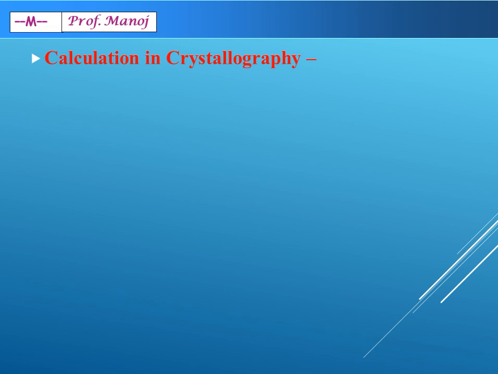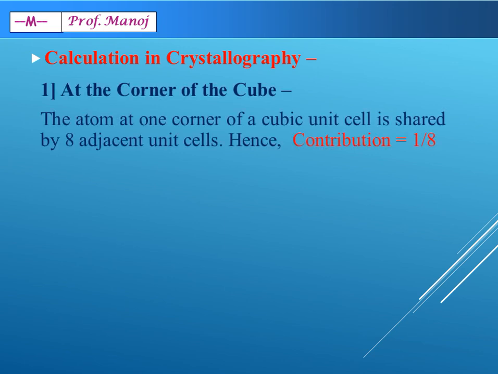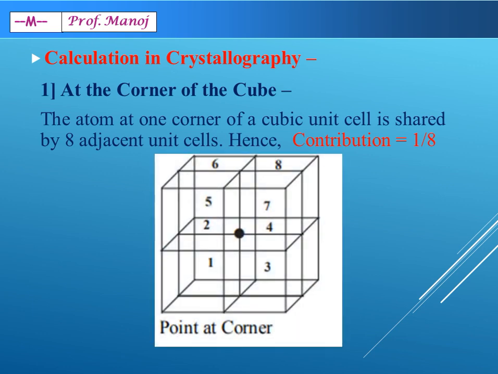Now let us come to the calculations which happen in crystallography. When we say that there are atoms at the corner of the cube, the contribution of every atom is found to be 1/8. Let me explain what I am saying. Look at one of the atoms which is marked with a dark circle and imagine this to be the corner of the first unit cell which is numbered as 1. So only focus on unit cell number 1 and you can see one particular corner where an atom is placed.